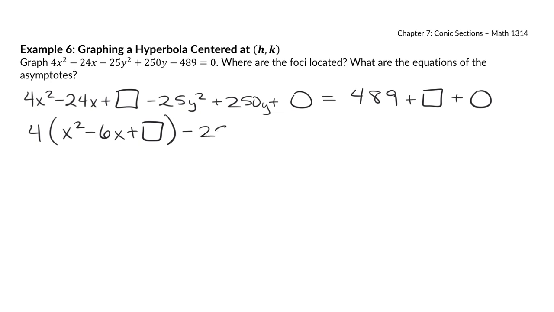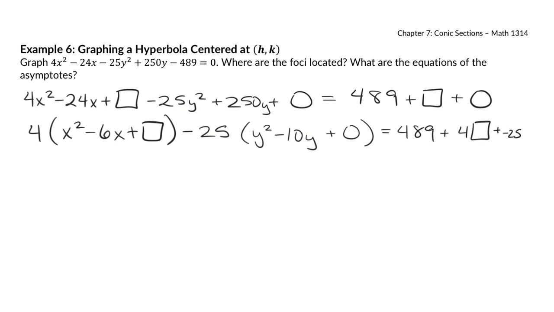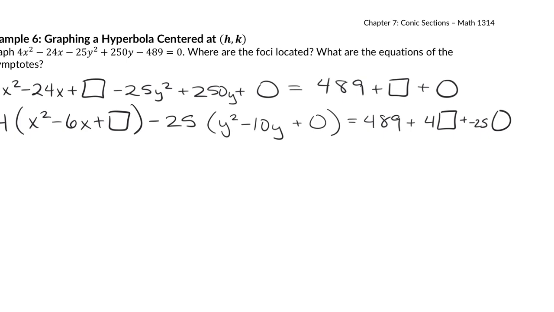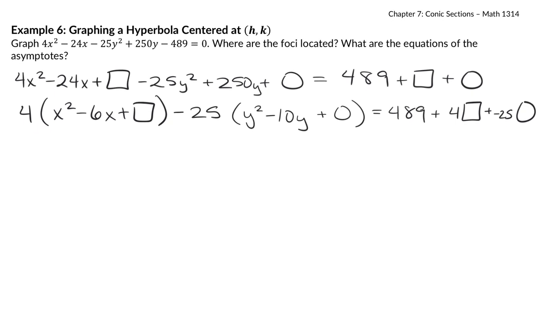We divide by negative 25 because we want to be able to subtract these things so that it is actually a hyperbola. This becomes y squared minus 10y plus circle equal to, and then I'm going to write down the rest of it, making sure I multiply the box times the GCF and the circle times the GCF. I'm running out of space. Plus negative 25 circle. Yes, plus a negative. Okay, now we complete the square.